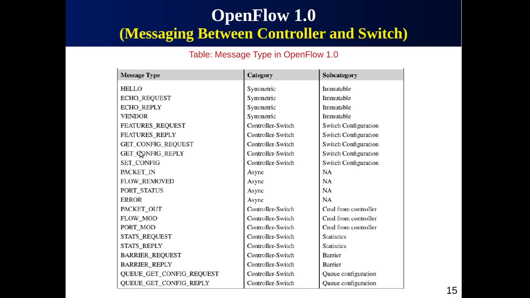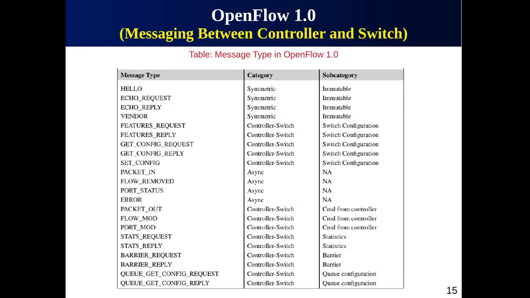Actually, the messages fall in three general categories: symmetric, controller-switch, and asynchronous. But these are only the most important types of messages in the normal context. We do have other types of messages that are not mentioned over here, but just to give you an overview that all the messages are defined. Okay, and how the communication takes place is also shown here.